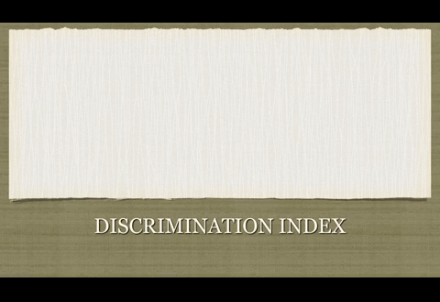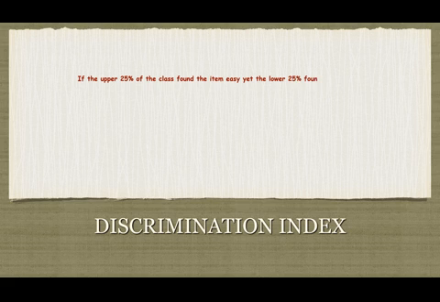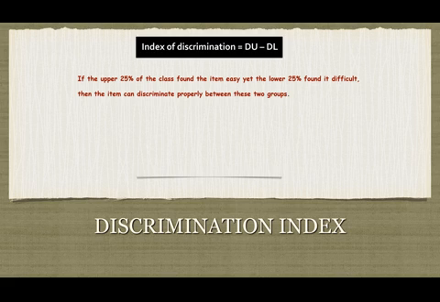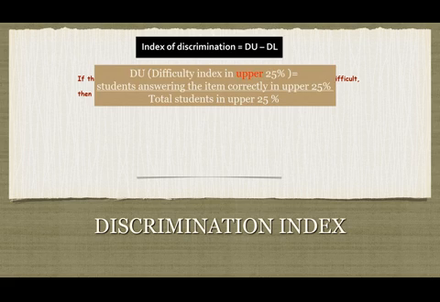Then is the discrimination index. If the upper 25% of the class found the item easy and the lower 25% found it difficult, then the item can discriminate properly between these two groups. So index of discrimination is difficulty index in the upper 25% minus the difficulty index in the lower 25%. In the upper 25%, it means students answering the item correctly in upper 25% divided by total number of students who are in upper 25% group.